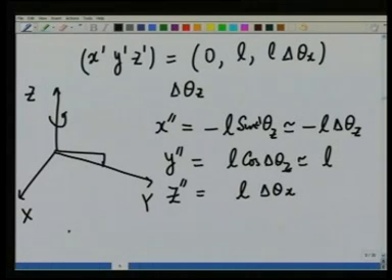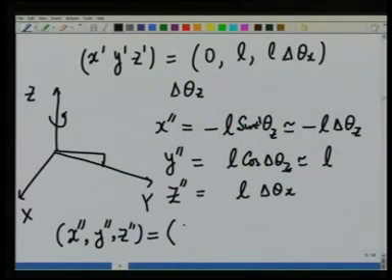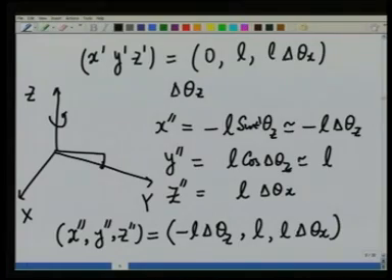So, the new coordinates that we get after the two rotations have been done, that is a small rotation about the x axis by amount delta theta x, followed by a small rotation about the z axis by delta theta z, starting from the 0, L, 0 coordinate, are minus L delta theta z, L and L delta theta x. This is in the order when I rotate it first about the x axis and then about the z axis. Let us see if I change the order what happens.